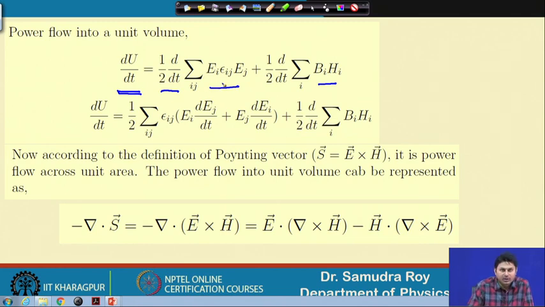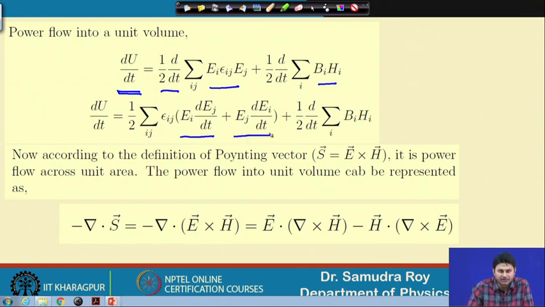Now, in the second step what we do is make a derivative with respect to t, and this quantity has Ei and Ej. Since this quantity has Ei and Ej, we write this derivative into two parts, Ei dEj/dt and Ej dEi/dt. This is the two parts.